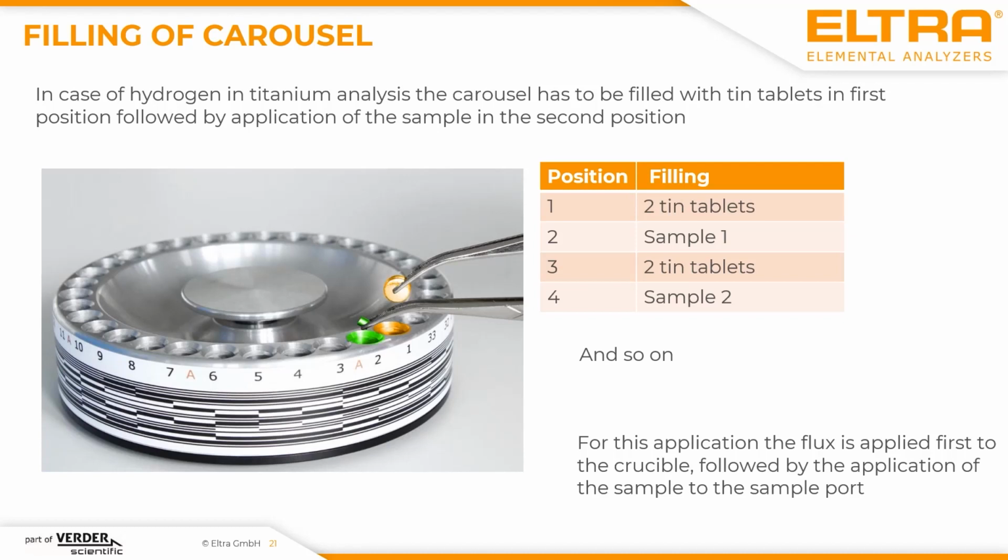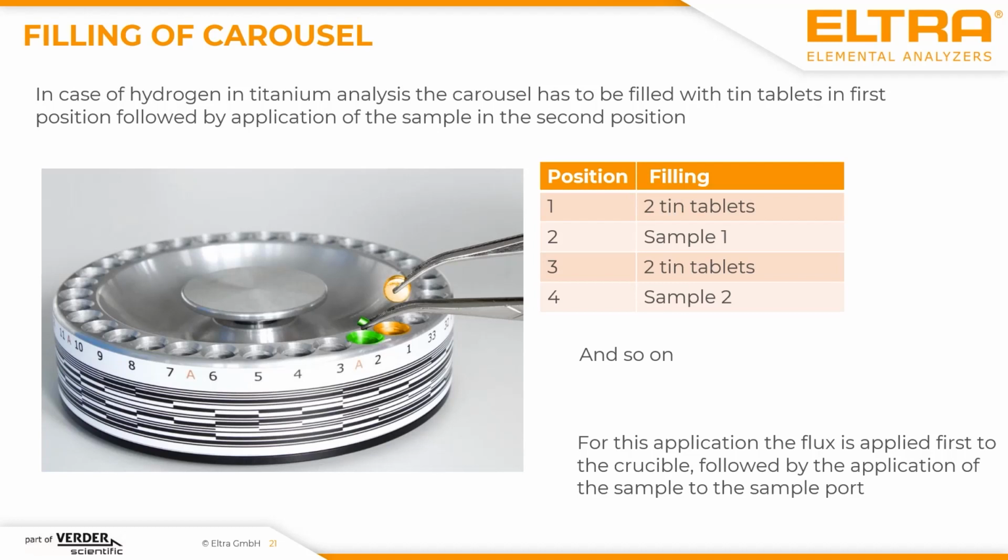Well, it's a little bit different in comparison to a standard analysis. When you want to analyze hydrogen in titanium, you have in position number 1 an open furnace. This does mean the flux is passing the sample port and falls directly into the crucible. Then the sample port closes to the lower furnace, and the carousel rotates again, and the sample falls into the sample port, the sample chamber. So then you have a solution like manual analysis. You have the tin pellets in the lower crucible and the sample in the sample port.